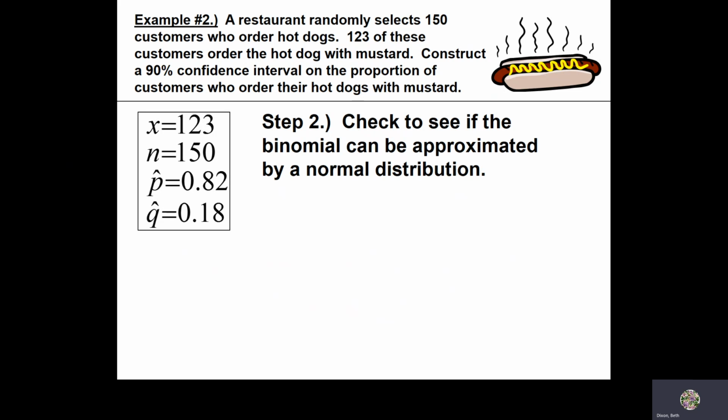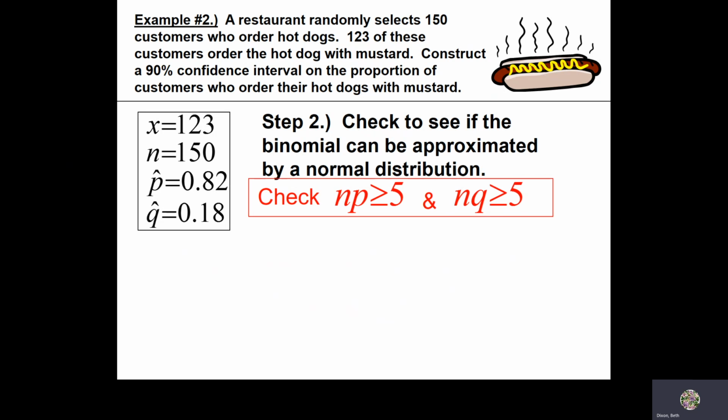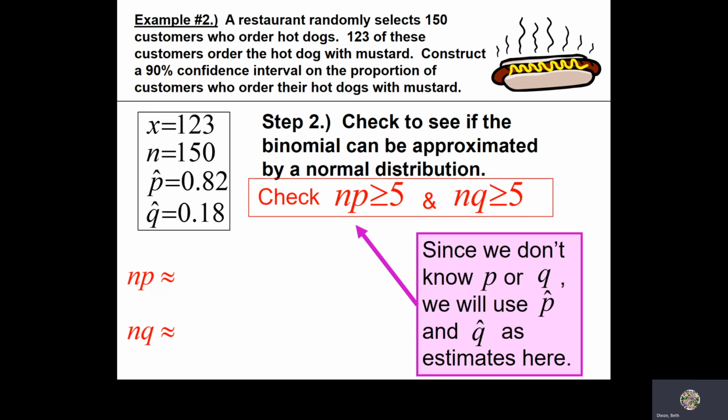Step 2 is to check to see if the binomial can be approximated by a normal distribution. So that's where we're going to check n times p and n times q. N is 150, and I'm sorry, I missed a step there. I should be looking ahead. Since we don't know p or q, we will use p hat and q hat as estimates here.